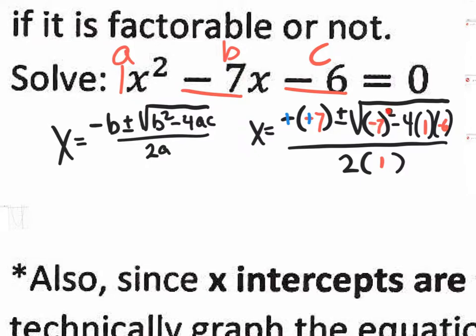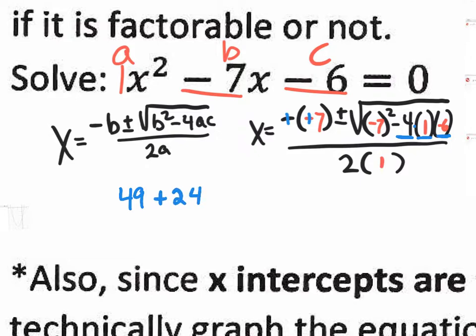-7 squared minus 4 times something. We're going to go with exponents first. What is -7 squared? 49. Positive 49, because -7 times -7 is positive 49. Now let's call this a -4. What's -4 times 1? -4. What's -4 times -6? 24. Positive 24. So we're going to put a plus sign and a 24.